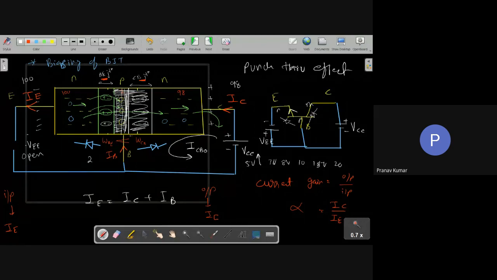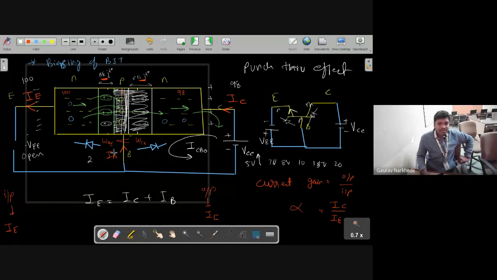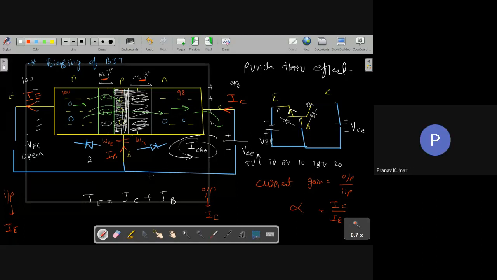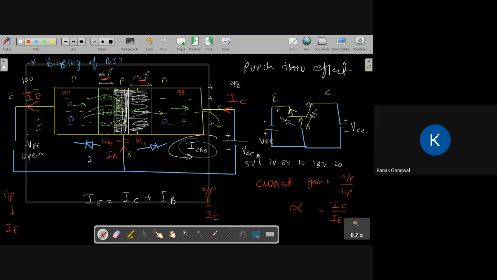ओके सर, ICBO में तो फिर IB का डायरेक्शन अपोजिट हो जाएगा ना? हाँ, ICBO में IB का डायरेक्शन अपोजिट होगा, राइट? अभी के केस में सिर्फ ये व्हाइट कलर का करंट ही कंसीडर कर रहे हैं. ओके. So this is the thing. Any problem in this, guys? No, sir.